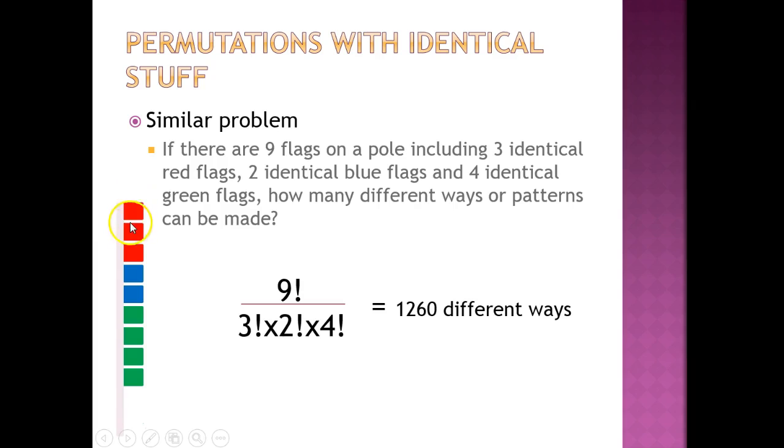Now, here's another one, very similar. Sometimes you'll get flags or books. Look at my squares over here. Pretend these are flags on a flagpole. In other words, I have 3 red flags, 2 blue flags, and 4 green flags. How many distinct ways could I arrange those flags? 9 factorial divided by 3 factorial times 2 factorial times 4 factorial. Now, why 9? There's 9 total flags. 3 factorial is 3 red flags, 2 factorial is 2 blue flags, and the 4 factorial is 4 green flags. Let me show you how to do this in Excel.